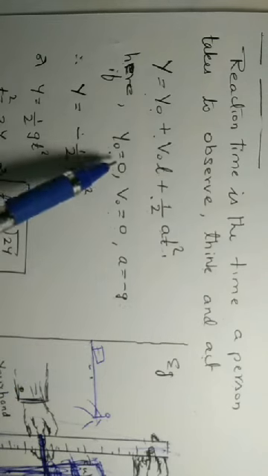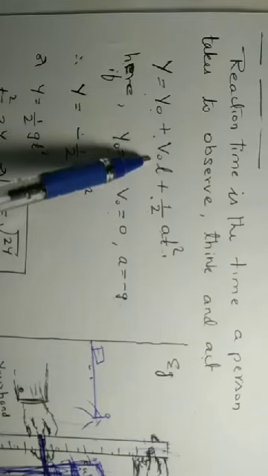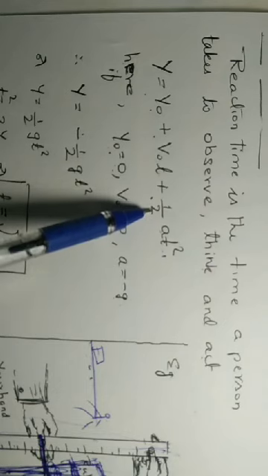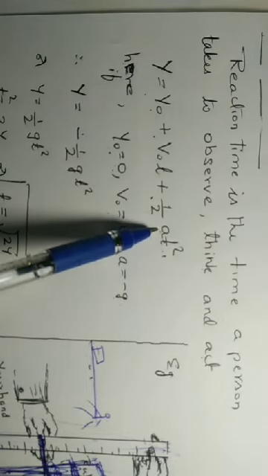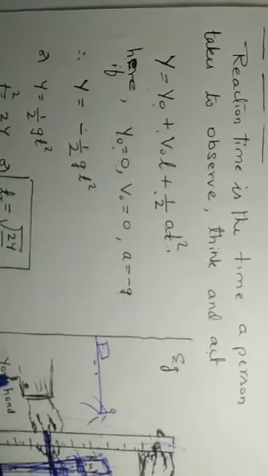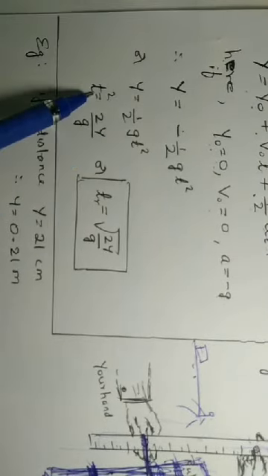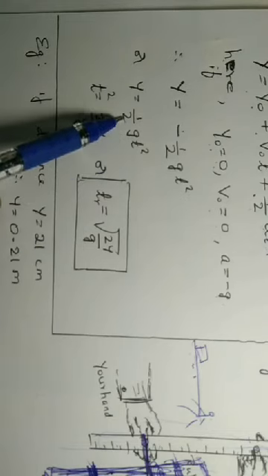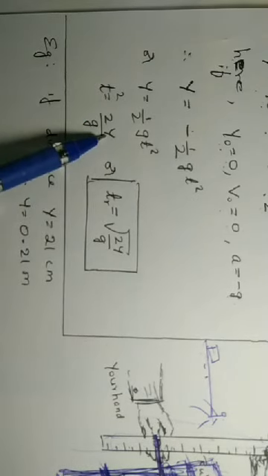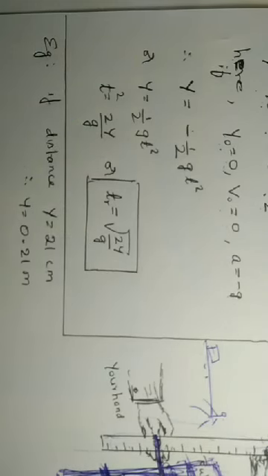If you substitute these values in the equation, y naught becomes 0 and v naught becomes 0, so you will get only the term half a t square. What is a? That is minus g. You will get y equal to minus half g t square. What do we need? Time. So keep the t square here only, bring the 2 up. You will get t square equal to 2y by g, or t equal to under root 2y by g.